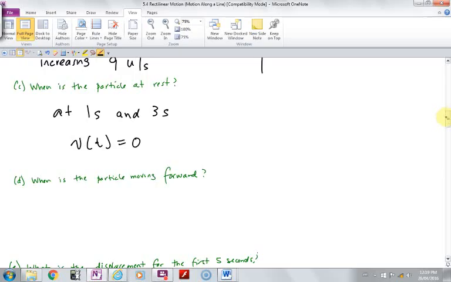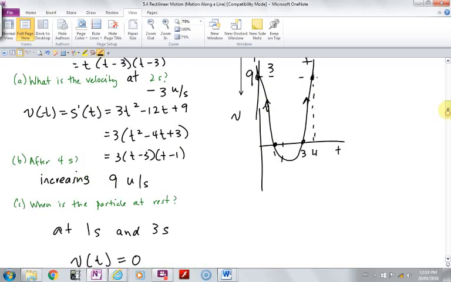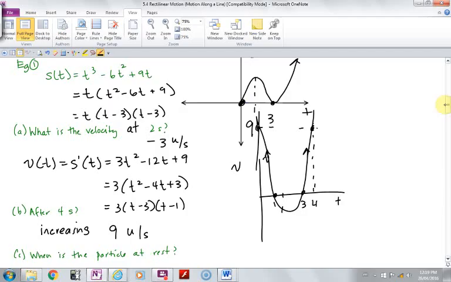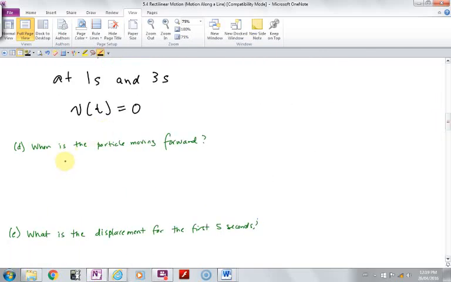When is the particle moving forward? John? Yeah, so between 0 and 1 it's moving forward. And we see that here because we have positive velocity here, and here we see it because we have positive slope. And then from 3 seconds on we have positive velocity here and we have positive slope here. So it's moving forward from 0 to 1, and 3 to infinity.